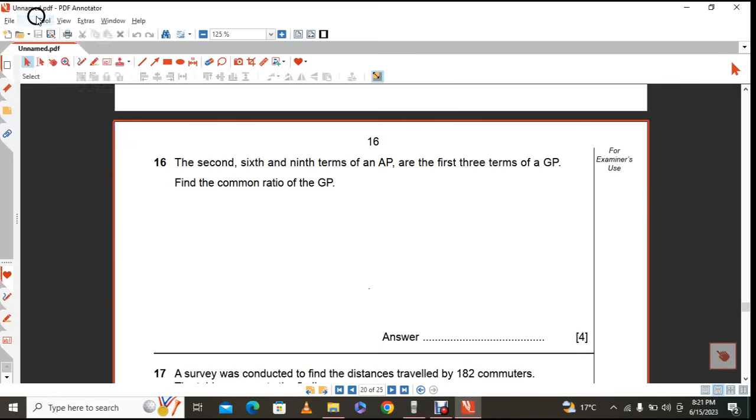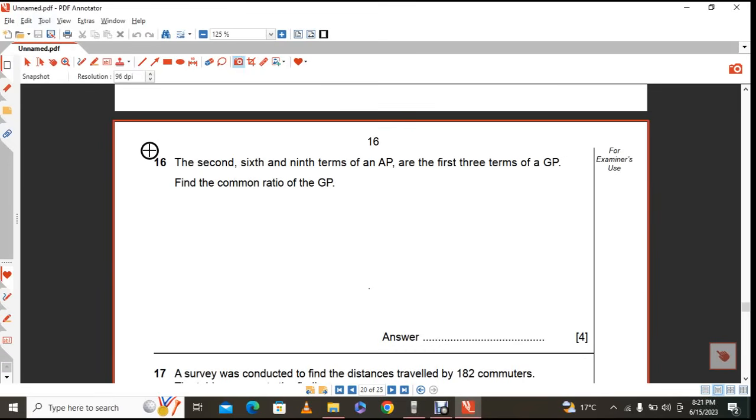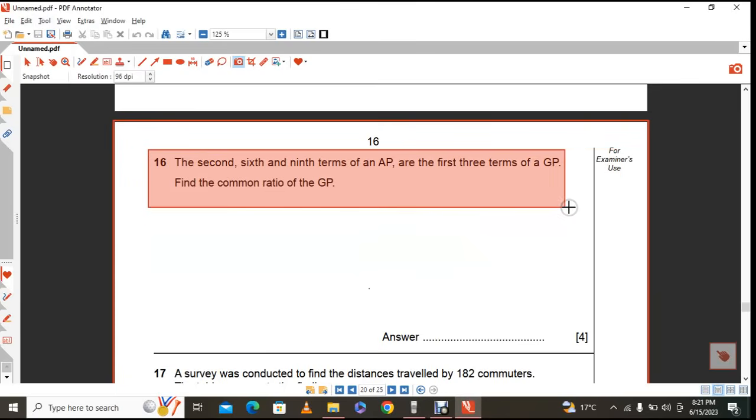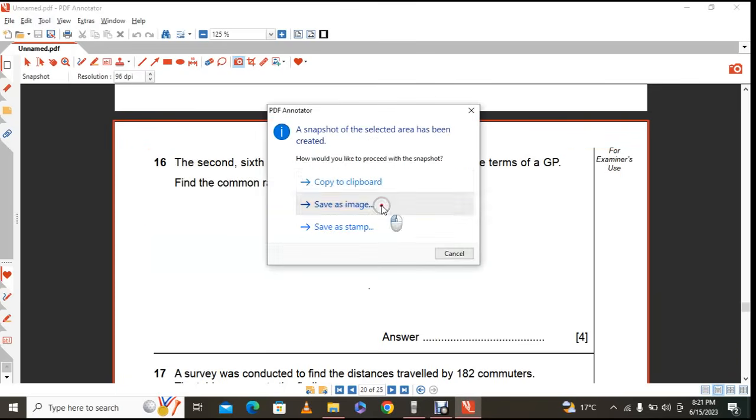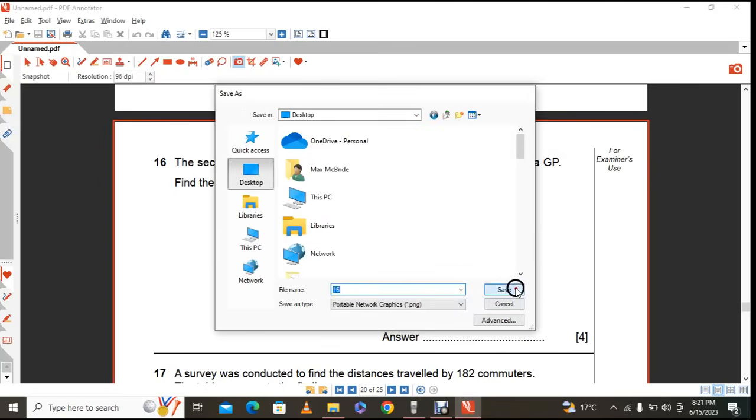So my tools, there we go. I want to take a snapshot. I'm not going to crop anything. So I'm just going to take a snapshot of this question over here, and save it as an image. We just say question 16, I'll just say 16. And then I'm going to save it on my desktop.